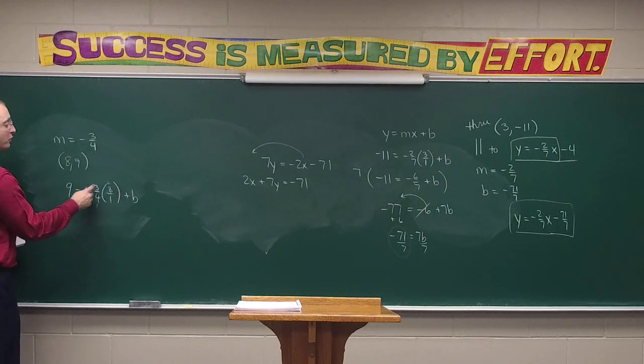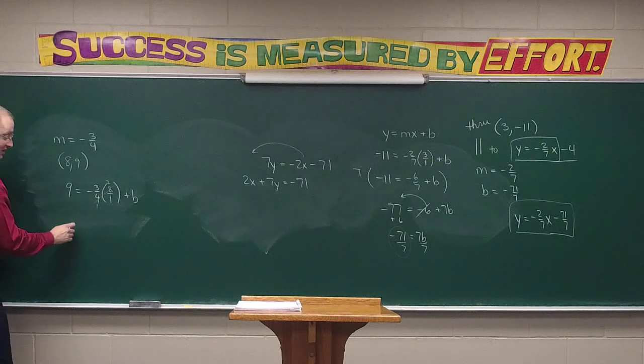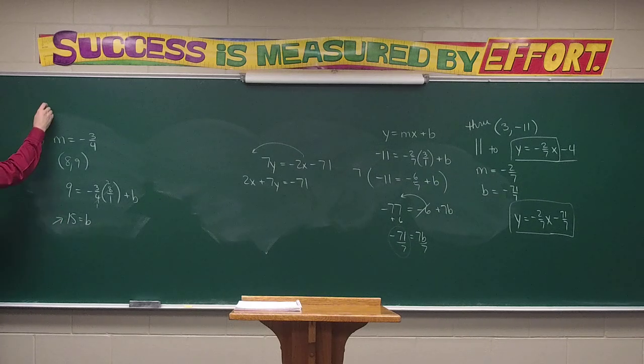1 and 2, multiply to get -6. Move the -6 over as a 6 to get 15 for my b. So if there's my m, there's my b. What's the equation, Abby? Y equals negative 3/4 x plus 15.